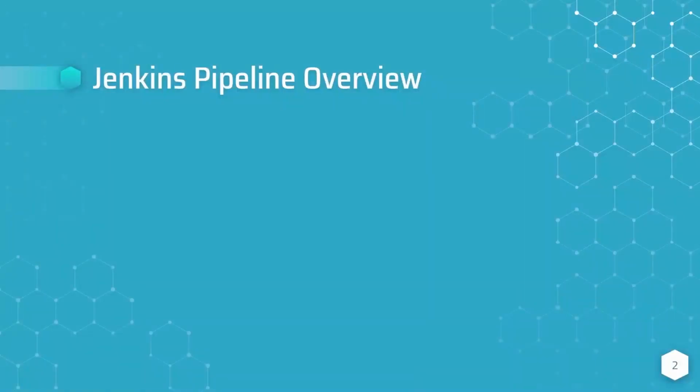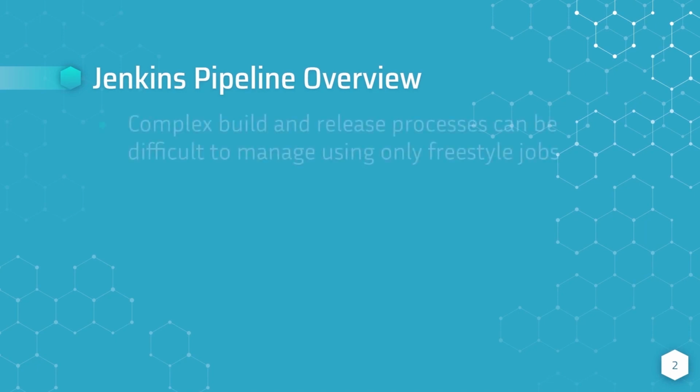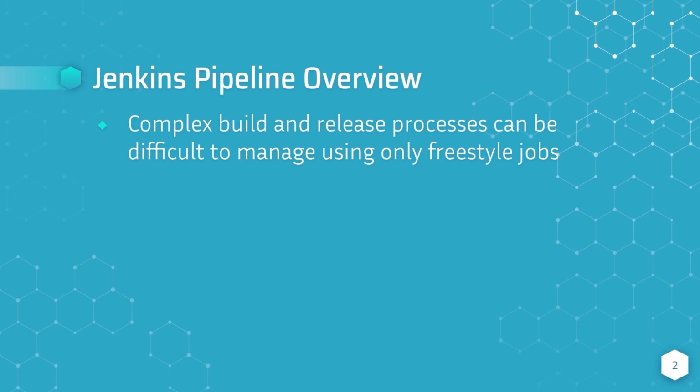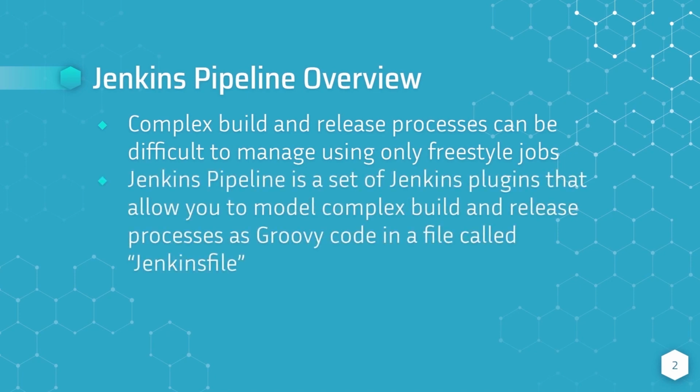Let's begin with a brief overview. As a team's software development process matures, it can become difficult to model the build and release process using only freestyle jobs in Jenkins. In order to mitigate the complexity of managing multiple freestyle jobs, the Jenkins Pipeline plugins allow you to model those complex build and release processes as Groovy code in what's called a Jenkinsfile.